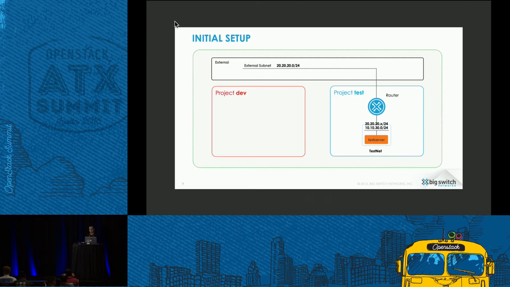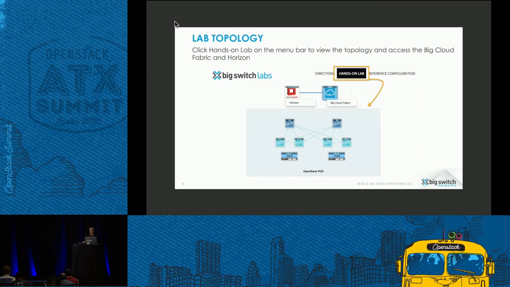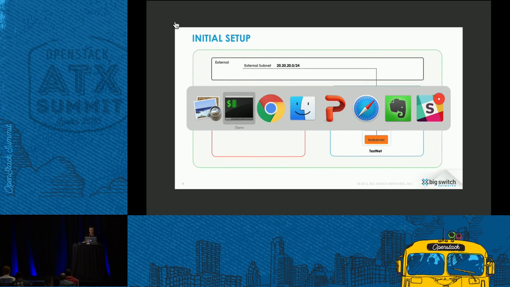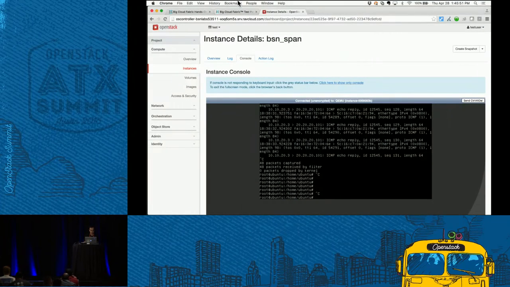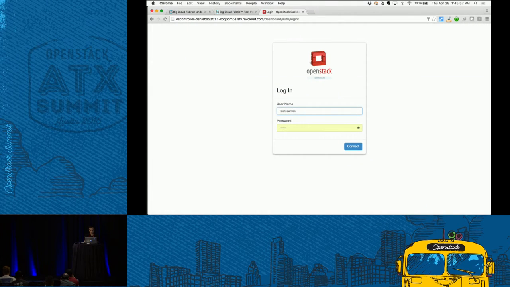So when you log into Horizon, and if you haven't done so, please do so, log in with dev user as the username, password bsn123. So dev user.